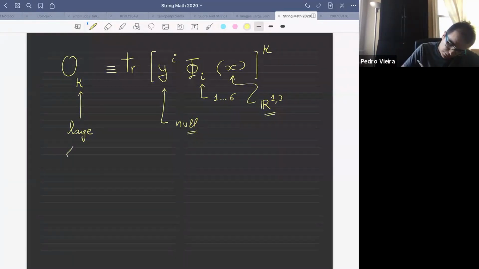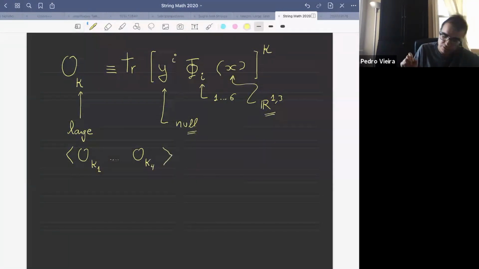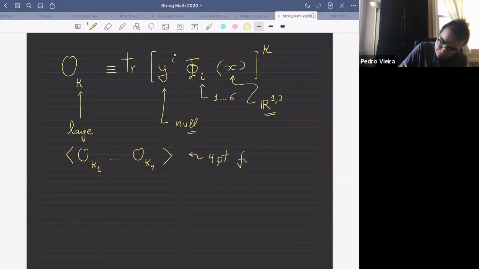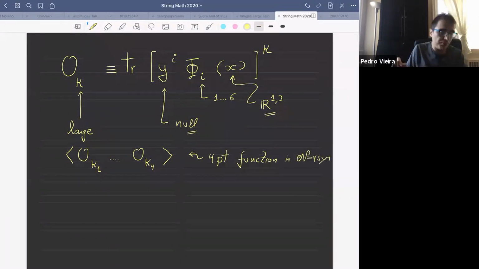And the key objects we are going to consider would be something like correlation functions, where I consider the computation of, say, k1 up to, say, k4. 4 will be the one that we'll be focusing on. So this would be a 4-point function in N=4 super-Yang-Mills. And that would be the key object that we would like to study.